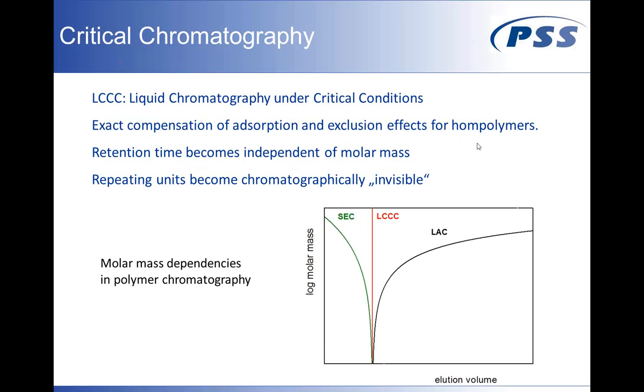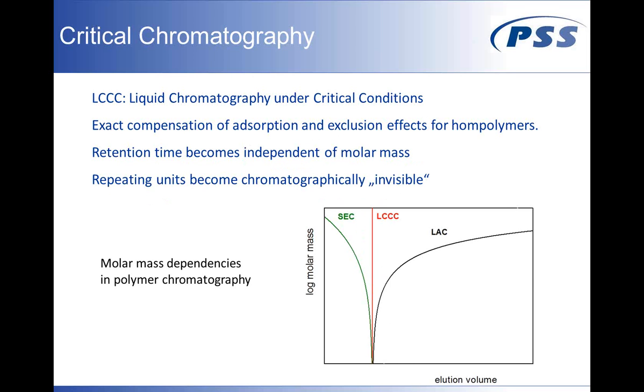Under these conditions, if we select these very specific conditions for our polymer, then the retention becomes independent of molar mass. That is what you see here. Under certain conditions, you have no effect of the molar mass of the polymer on the retention volume. Since the repeating units do not have an effect on the retention volume, we claim that the repeating units become chromatographically invisible. That is a nice view of how to understand what is going on in critical chromatography. It's not easy to establish, it's a lot of work, but you can use it for certain questions.